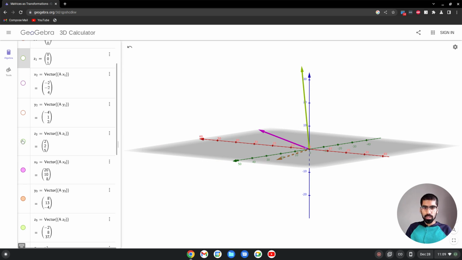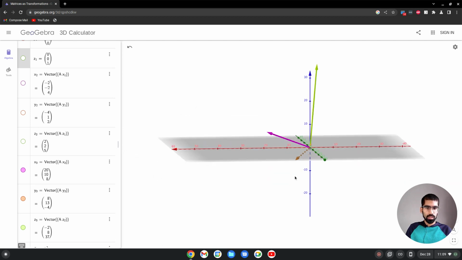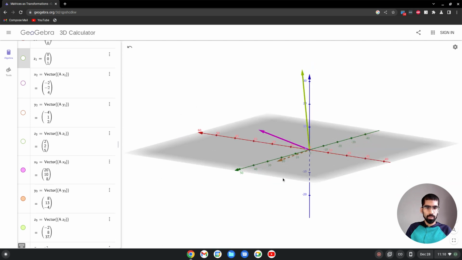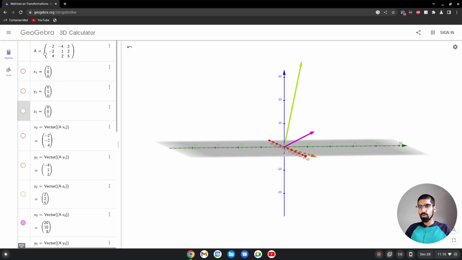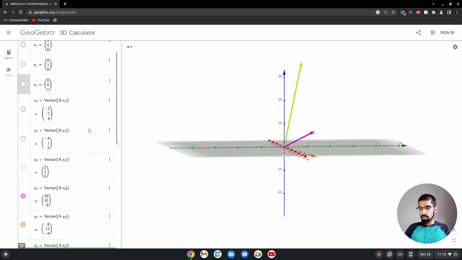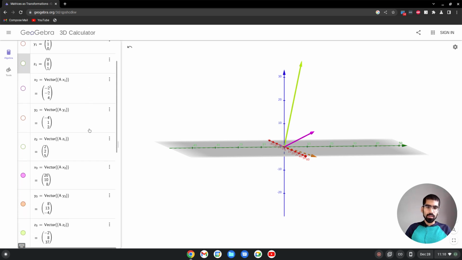So the key thing that I want you to get out of this visual is just understand that any matrix vector product, no matter how many times we're multiplying a matrix by a vector, it's always going to take a vector pointing one way and then turn it into a vector pointing another way. So here, let's say we focus on this vector right here, z3.